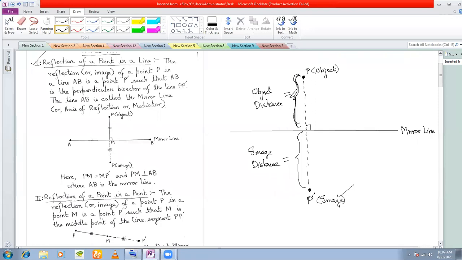Perpendicular distance of the object from the mirror. Perpendicular distance of the image from the mirror. So when I'm talking about distance, I mean perpendicular distance. So that is not the entire but partly the concept of the reflection of a point in a straight line. How do you reflect a point in a straight line?